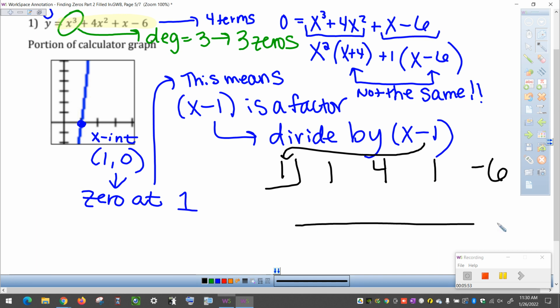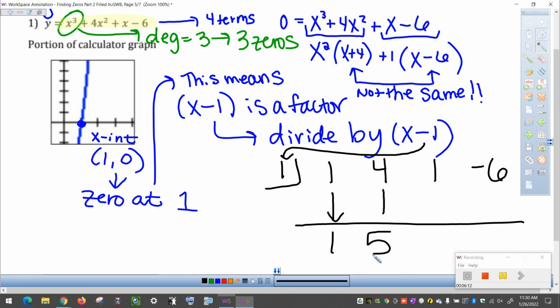All right, now we're going to leave a little bit of space there where we're going to draw a horizontal line across the bottom. And our first coefficient is going to go straight down below the line. That 1 at the bottom is going to multiply by the 1 in the box. We are going to write the answer here underneath the 4. Add the numbers in this column to get 5.